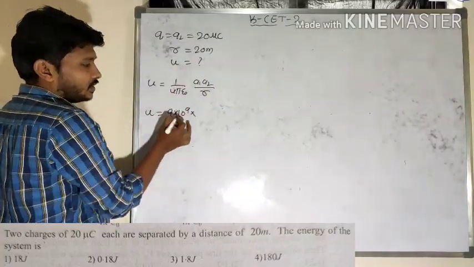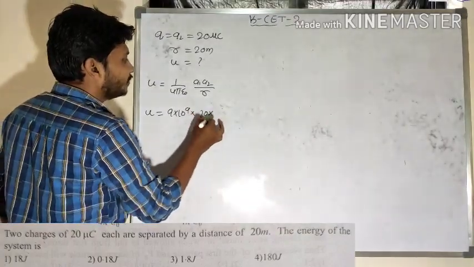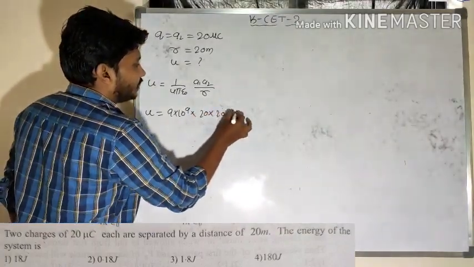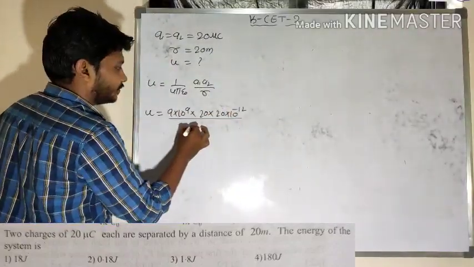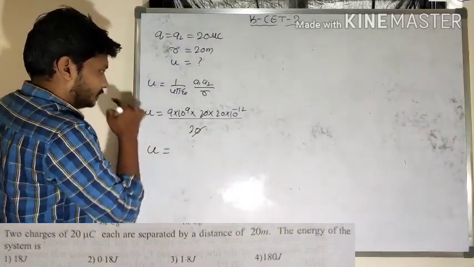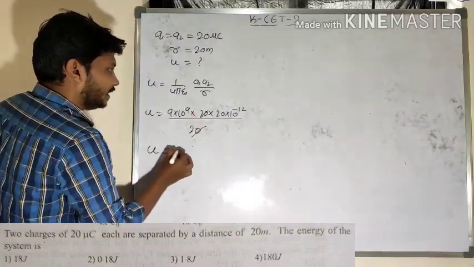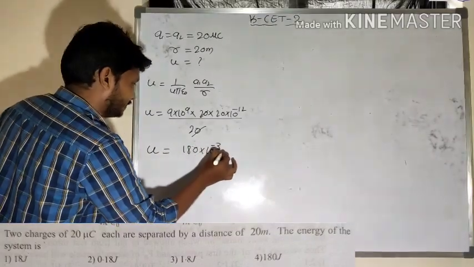So 1 by 4 pi epsilon naught is 9 into 10 to the power of 9. Q1 value is 20, Q2 value is also 20, 10 to the power of minus 6 into 10 to the power of minus 6, 10 to the power of minus 12. Distance is also 20 meter here. So 9 into 20, so 180 into 10 to the power of minus 3.